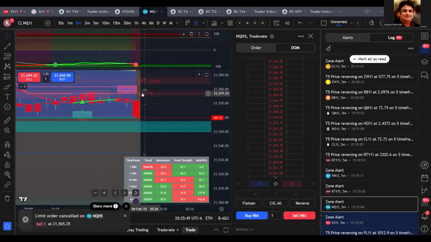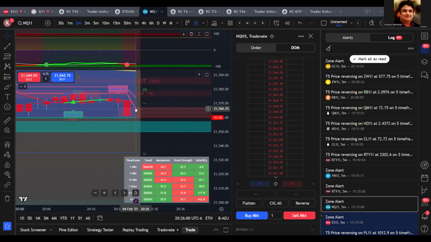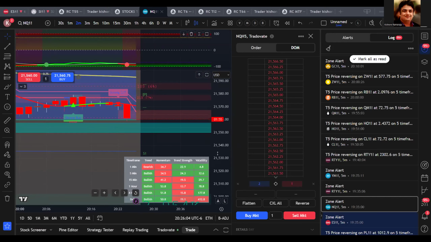So I took the profits on NQ. I'm expecting it to bounce back again. There is a strong support here. It may touch this, and when it starts moving up, if we see a green button here, we can go long on NQ. At the same time, ES also will move into profits. We can make profits with this and also profits with ES.